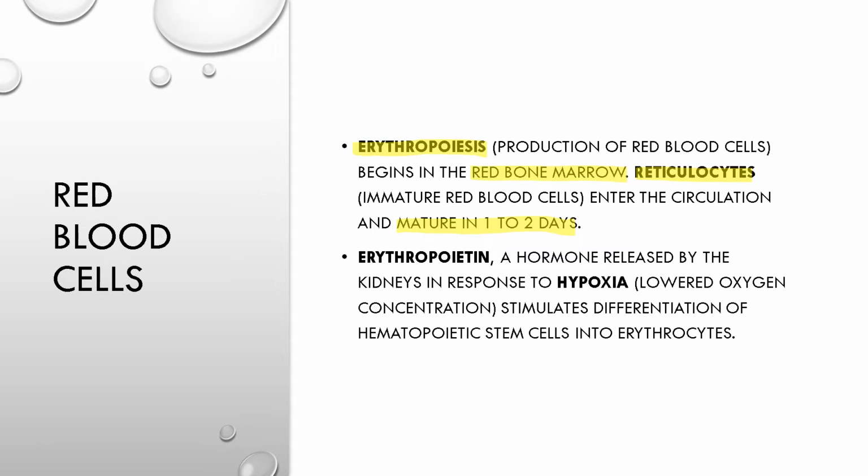Now, when there's low oxygen concentration or hypoxia, the kidneys will detect this and will release the hormone erythropoietin, which will stimulate the differentiation of those hematopoietic stem cells into erythrocytes. So this is essentially your body's way of saying we're really low on red blood cells, we're not getting enough oxygen to tissues, so let's increase the number of red blood cells so that we can increase the transport of oxygen to tissues.